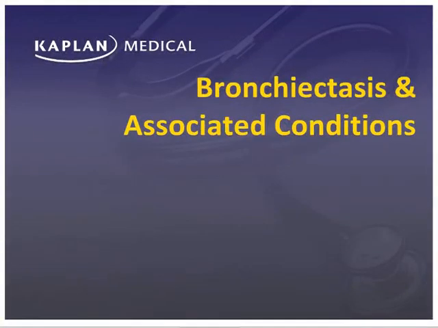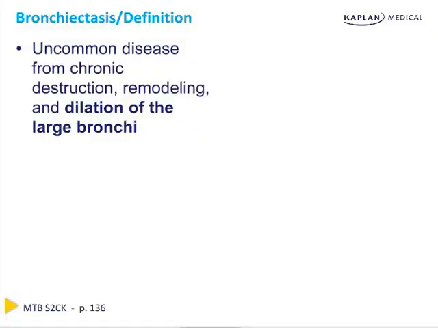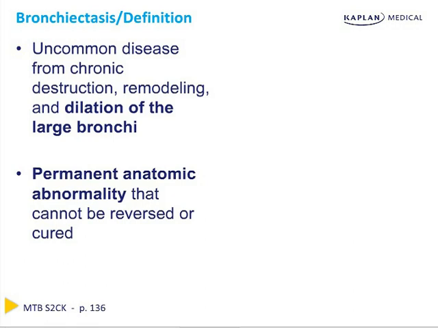In this next lecture, we're going to discuss a condition called bronchiectasis, and we're going to discuss some of its associated conditions. Bronchiectasis is defined as a disease of chronic destruction, remodeling, and dilation of the large bronchi in the lung. While quite uncommon, it is a permanent anatomic abnormality that cannot be reversed or cured. Therefore, delaying its progression is of utmost importance.